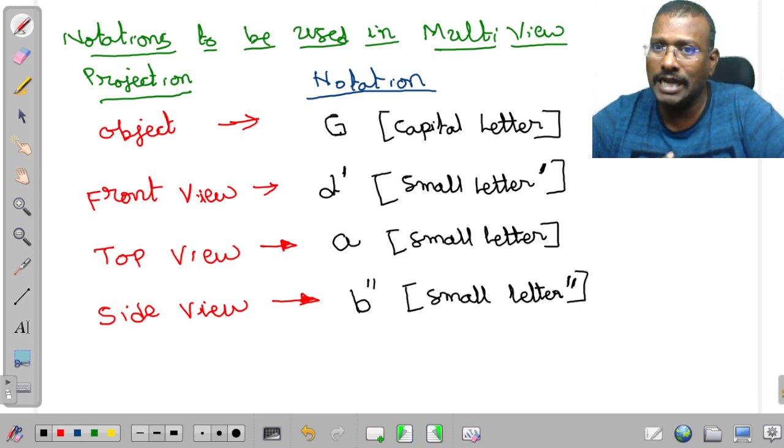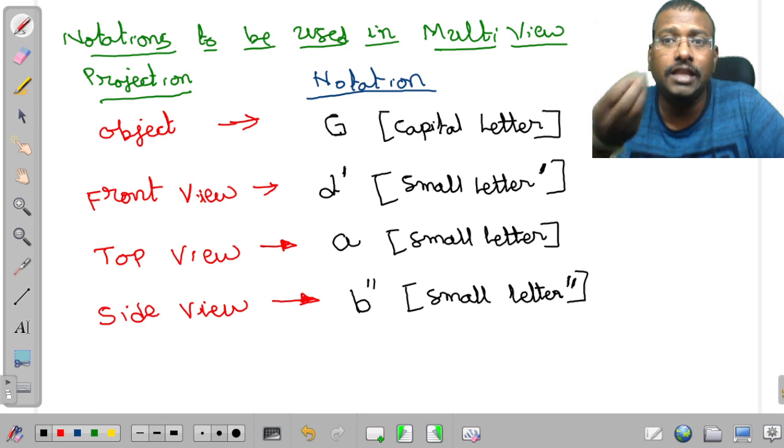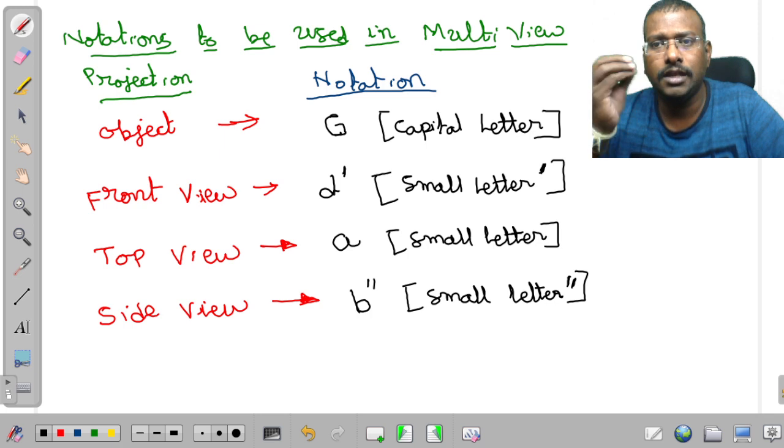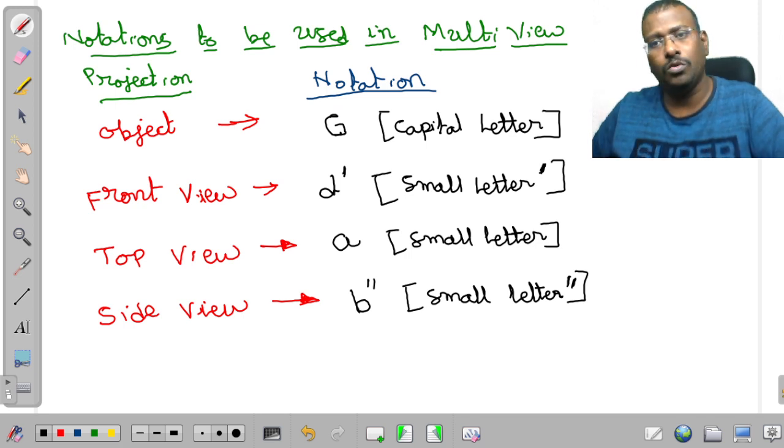Front view, small letter with prime. Top view, small letter. Side view, small letter with double prime. This is most important, my dear friends. In the next video, how to describe an object and how to represent it in multi-view projection, how to represent the front view and the top view of it, we will discuss. So once it is the front view of a capital A, how we have to show it in multi-view projection, and the top view, we will discuss in the next video.